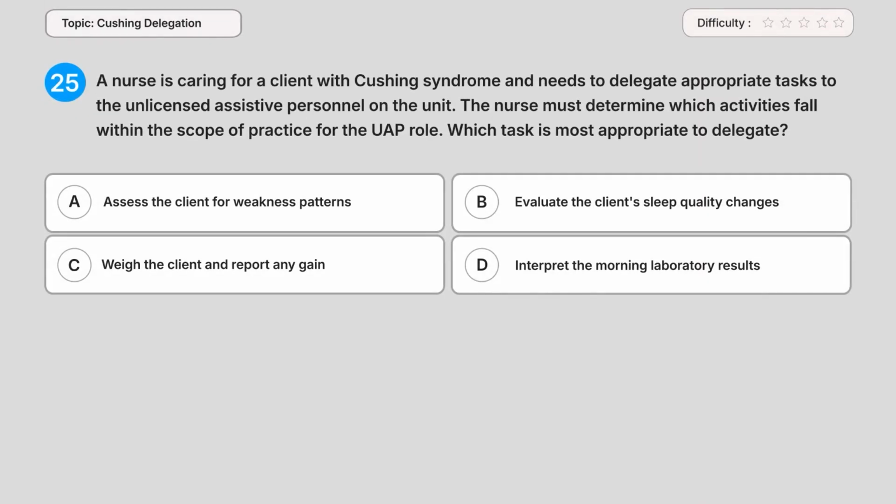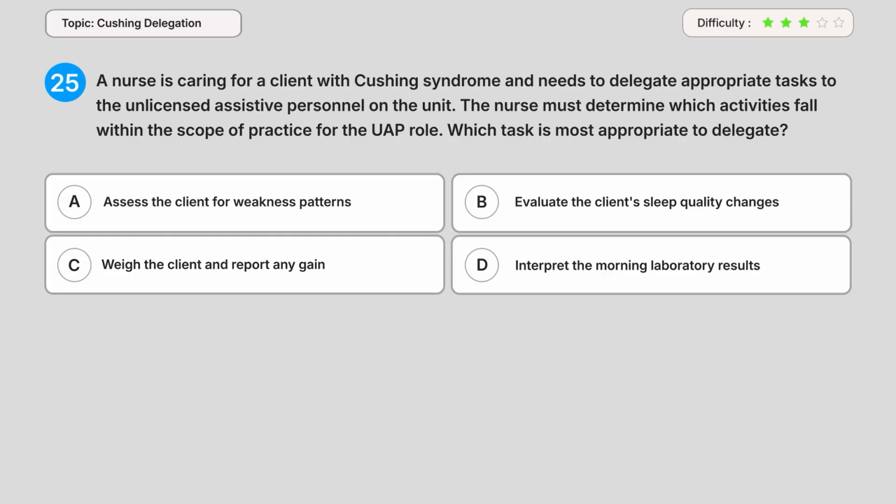25. A nurse is caring for a client with Cushing syndrome and needs to delegate appropriate tasks to the unlicensed assistive personnel on the unit. The nurse must determine which activities fall within the scope of practice for the UAP role. Which task is most appropriate to delegate?